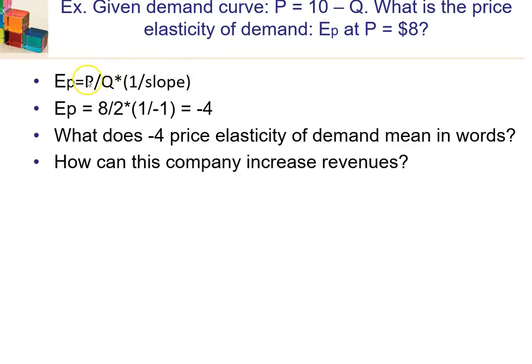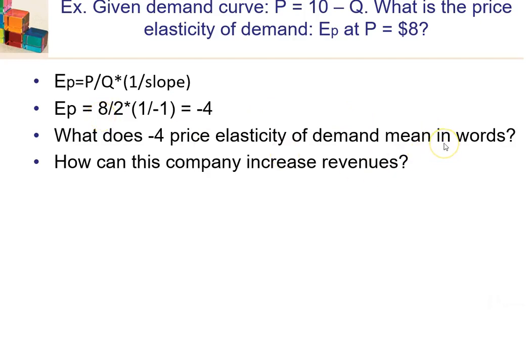So now we can use this expression. We know what price is, 8. We know quantity is 2. Times 1 over the slope. Well, the slope of this expression is the number that's multiplied here by Q, or -1. So we have an 8 divided by 2, which is 4, times 1 over the slope, which is -1, which gives us a -4. -4 is the price elasticity of demand at a price of 8.